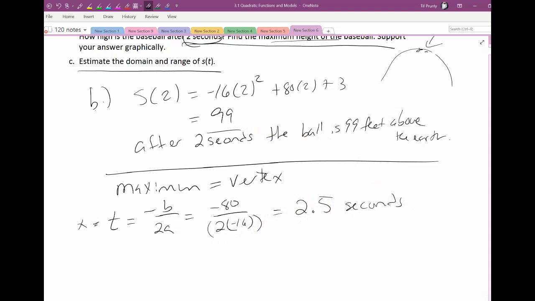And so it's only going to travel upward a little bit more for half a second more. Alright, so the maximum height should be close to 99, a little bit higher, but close to it. After 2.5 seconds is when it's going to come back down to the earth. Alright, it's reached its peak, and now it's going to arc back down to the earth.